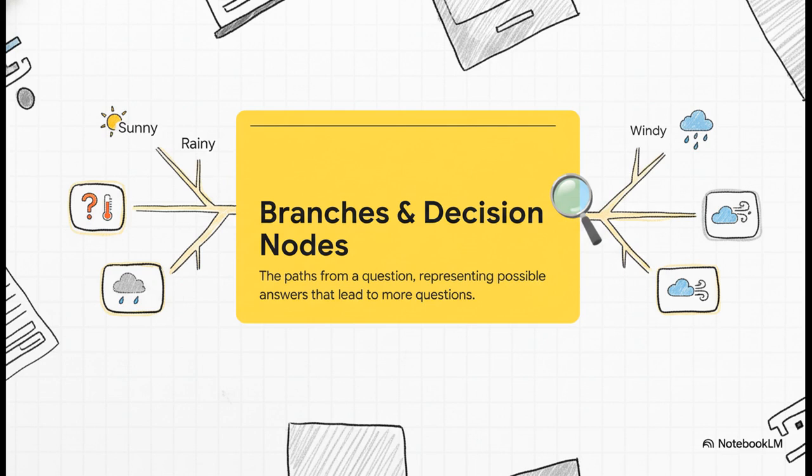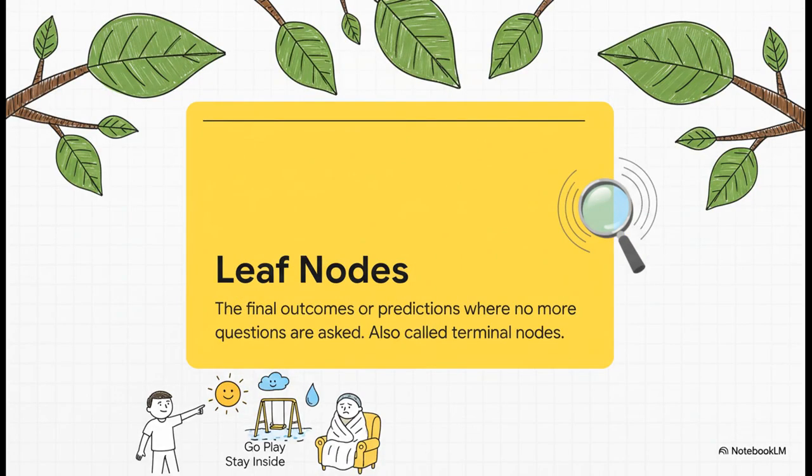Like, okay, it's sunny, but is the humidity high? Or, it's rainy, but is it windy? And then finally, every path has to end somewhere, right? That's the leaf node. It's the final call, the actual prediction. This is where the tree stops asking questions and just says, go play or stay inside.